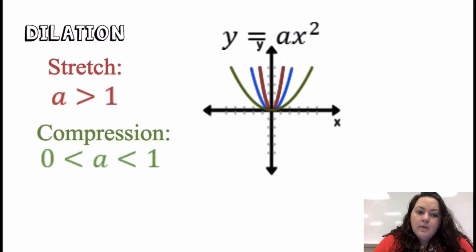Dilation: you can have a stretch or a compression. If a is greater than 1, then it's going to be a stretch. It's going to be vertically stretched, made taller. So when you make it taller, it's going to get skinnier. And then a compression is a vertical shrink. It's going to shrink it down vertically, which means it's going to push it down. It's going to get fatter.